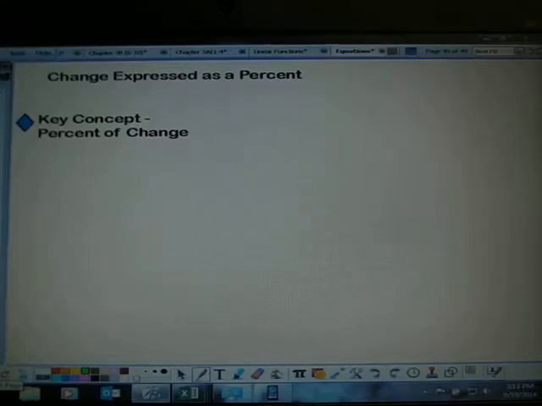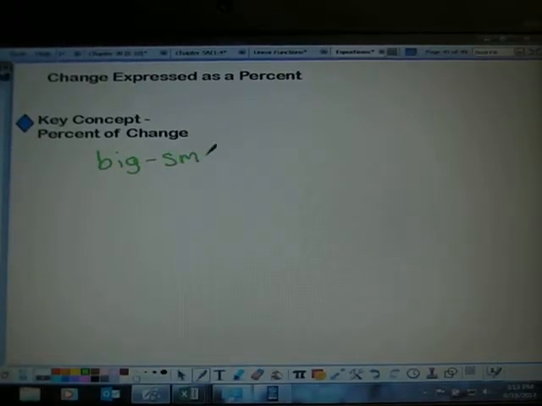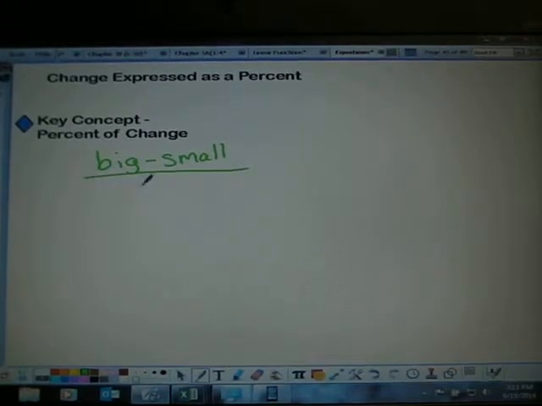Today's lesson is on change expressed as a percent. Our change, how values are changing, and we're going to write those as a percent. The key concept, percent of change. I've seen this written a lot of different ways, using absolute values or different ways. I do a real quick way of solving it. I'm always taking the bigger number minus the smaller number over the original.